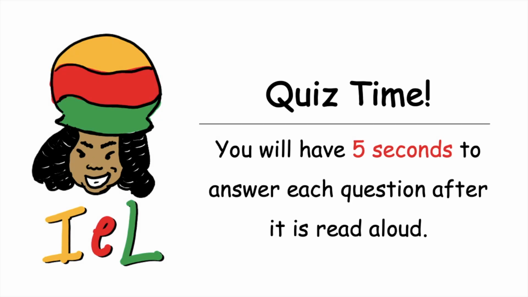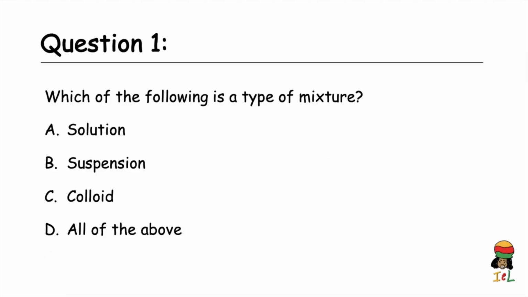So it's quiz time, and you have 5 seconds to answer each question after it is read aloud. Question 1. Which of the following is a type of mixture? A. Solution. B. Suspension. C. Colloid. D. All of the above. The answer is D, all of the above.